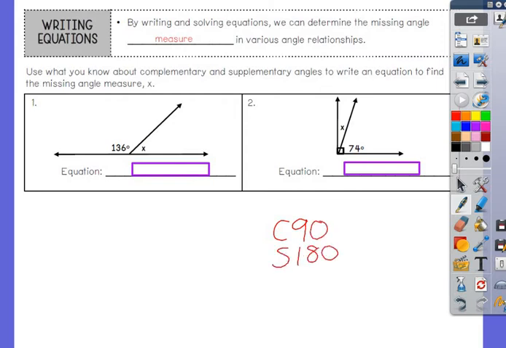I'm famous for all my tricks. So I just always remember C90 S180, because C stands for complementary, and complementary means 90 degrees. Supplementary stands for 180 degrees. Kind of how I remembered it when I was little is that C came before S in the alphabet, and 90 comes before 180 on the number line. So that's just kind of how I remembered it.